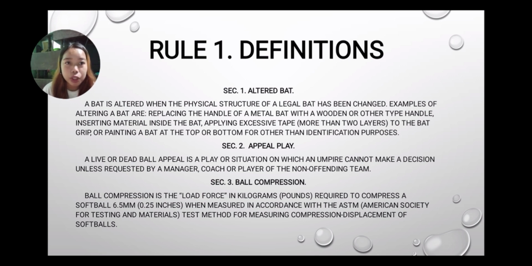The ball compression is the load of force in kilograms or pounds required to compress a softball to 6.5 millimeters or 0.25 inches when measured in accordance with the ASTM, or the American Society for Testing and Materials, test methods for measuring compression displacement of softballs.